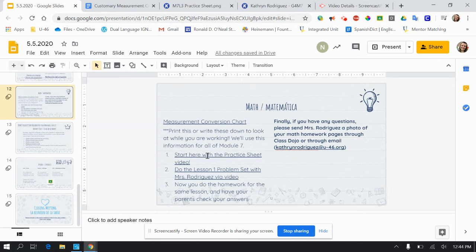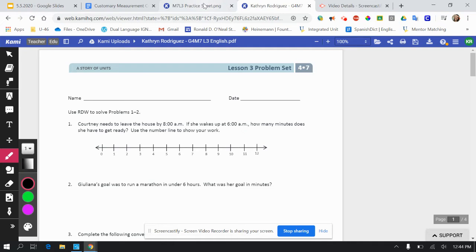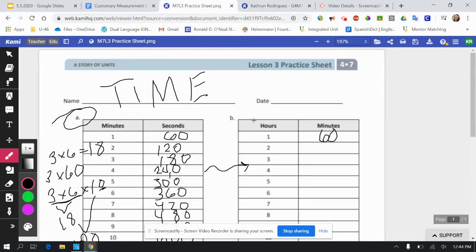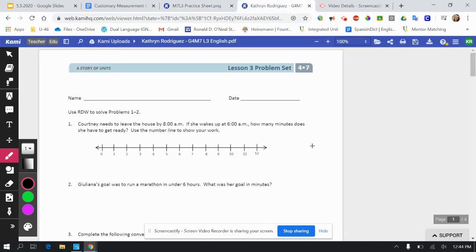You will start with the practice sheet video. If you have not done that yet, please go do that right now. Then come back to this video. This is the lesson 3 problem set video, and you will click on the next link, this link for the problem set video, when you are ready for it, okay? So we've already done the practice sheet. Again, if you have not done that, please go do that at this time. And then we will come and get started with our problem set.